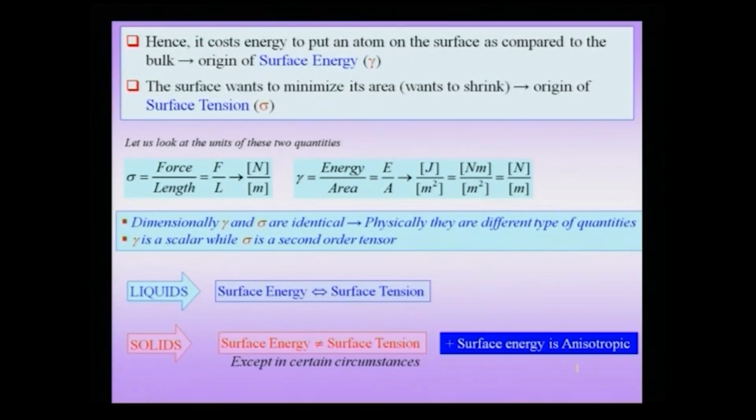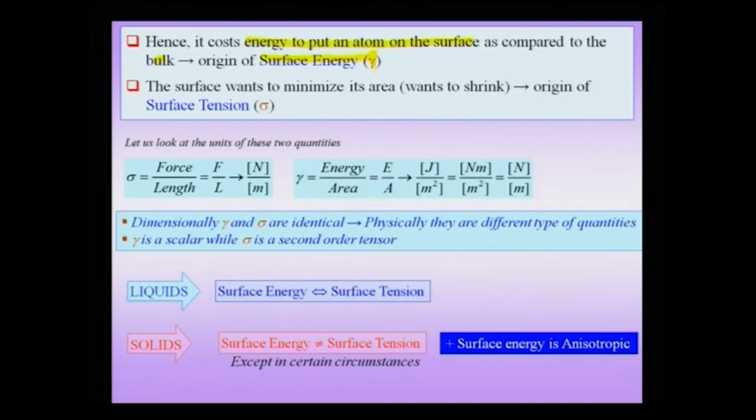Now, this automatically implies that it costs energy to put an atom on the surface. When I say put an atom, I take a bulk atom and move it to the surface, then it is going to cost me energy as compared to the bulk. This is the origin of the surface energy, which is typically given a symbol gamma.